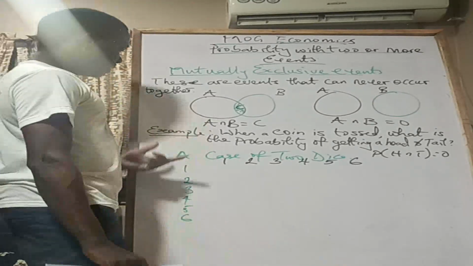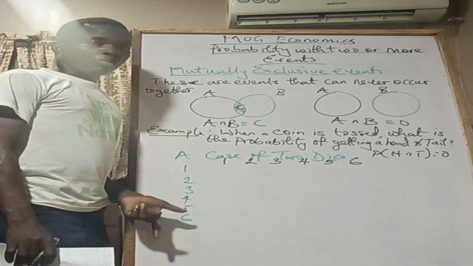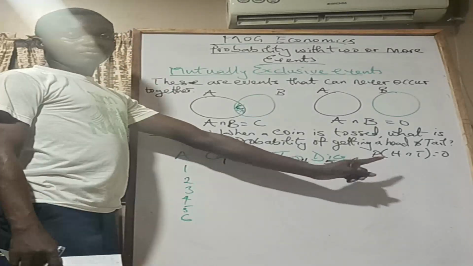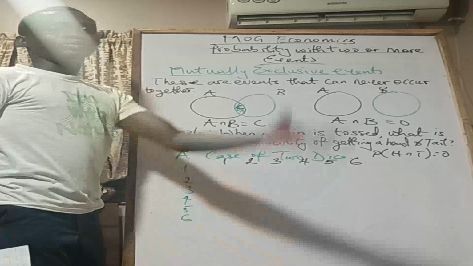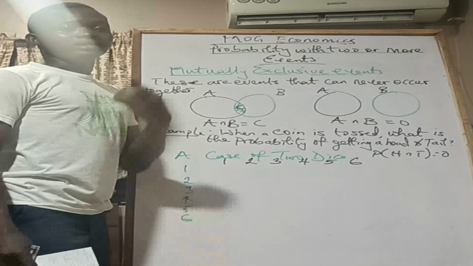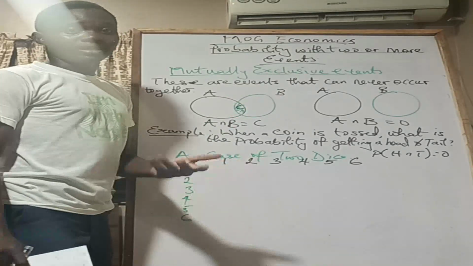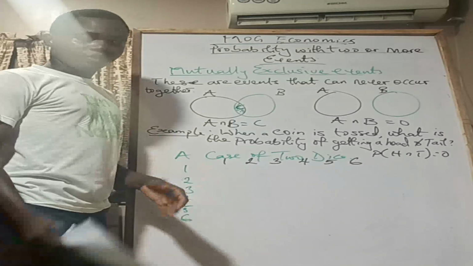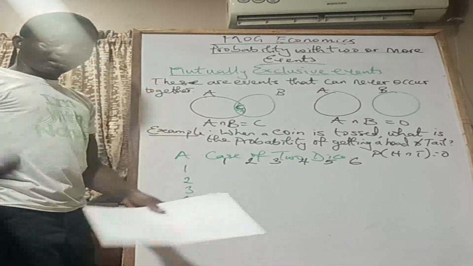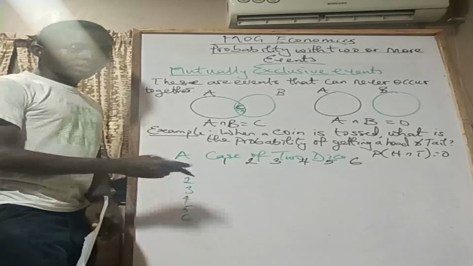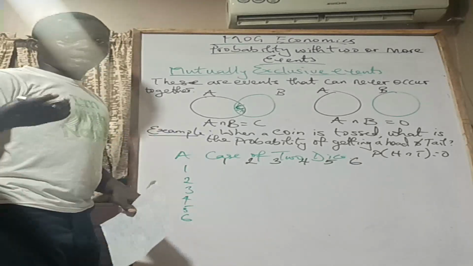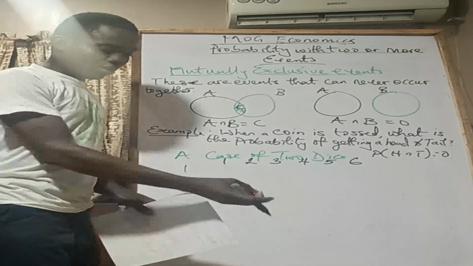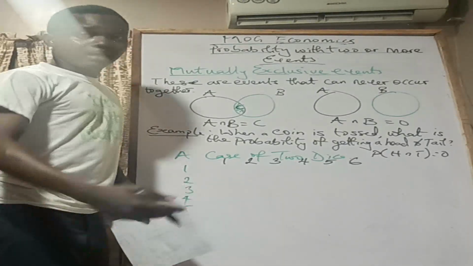So this is for the first die: 1, 2, 3, 4, 5, 6. And this is for the second die: 1, 2, 3, 4, 5, 6. If you were to roll two dice together, what are the different possible outcomes you're going to get? In other words, what is the sample space going to be? If I toss the first die and I get 1, and I toss the second die, I can get between 1 to 6.